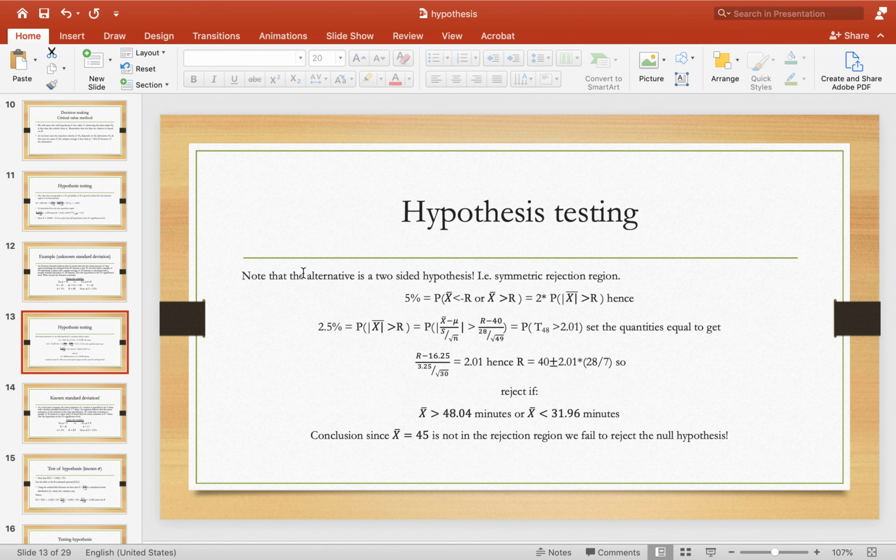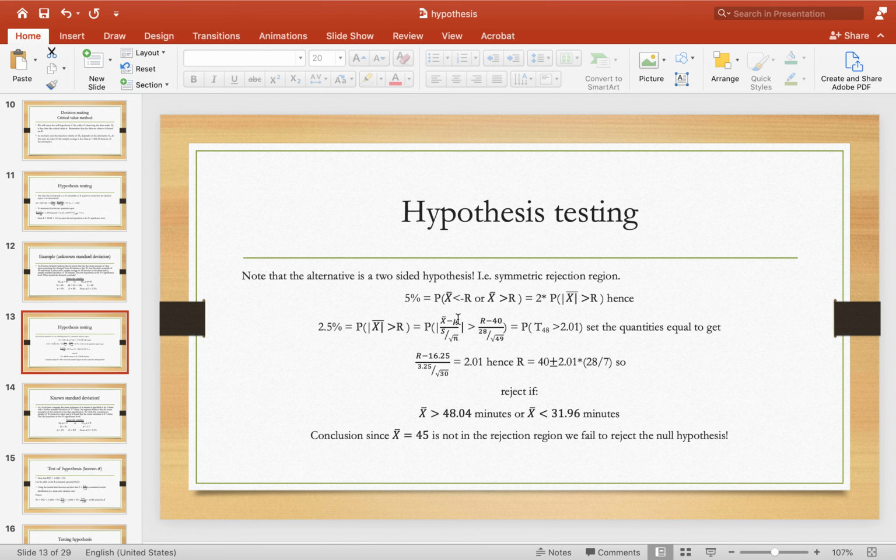So when I test this, the first thing I notice is that it's two-sided, so it's a symmetric region. 5% is the probability x bar is less than minus r or bigger than it, so it's twice the probability that the absolute value of x bar is greater than the positive rejection region. Okay, so I set 2.5% equal to that, just dividing by 2 from the previous line.